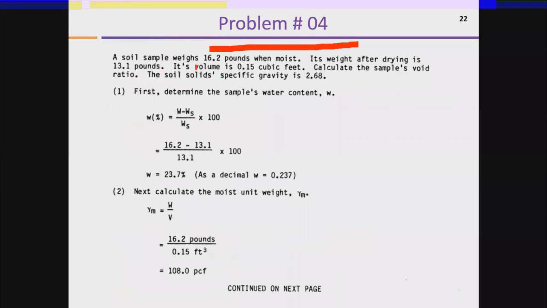A soil sample weighs 16.2 pounds when moist. When the soil system is in the wet condition, the weight is equal to 16.2 pounds. Its weight after drying is 13.1 pounds. Its volume is 0.15 cubic feet. Calculate the sample void ratio. The solid specific gravity is 2.68. So you are supposed to find the void ratio of the soil.